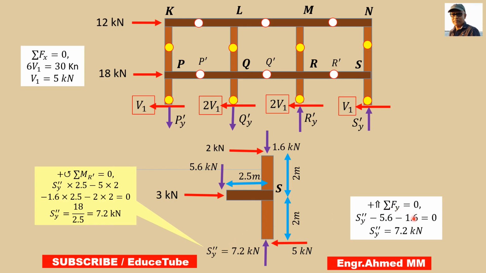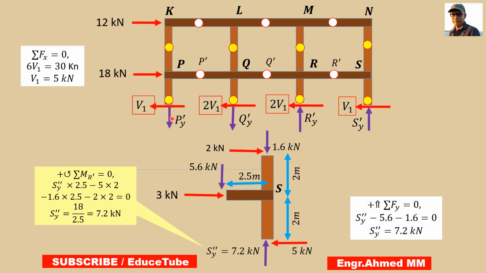Even, as I showed here, instead of this procedure, without taking moments, we can find it also. How? Summing vertical forces equal to 0. Say S double prime Y, this is upward, positive. This is downward, negative. This is downward, negative. So if you write the vertical component equation of equilibrium, then S double prime Y equal to 7.2 kilonewtons. So we got it.